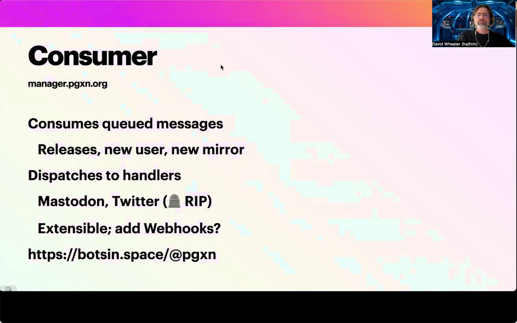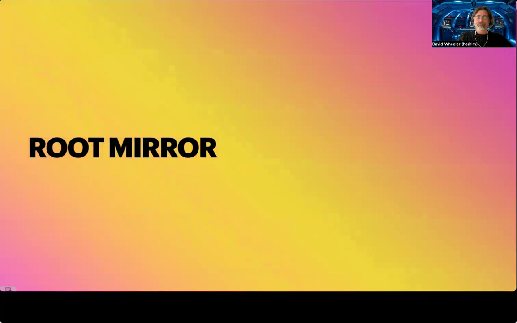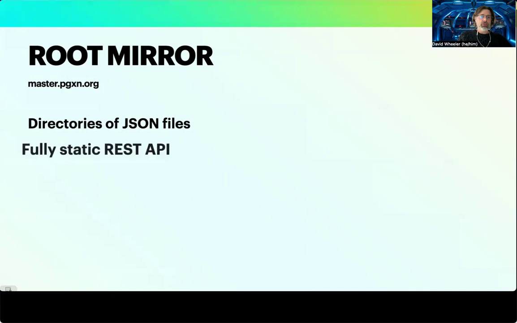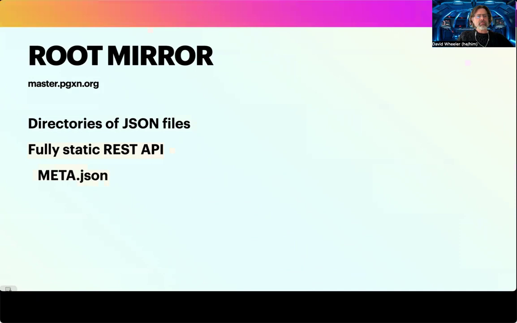All right, so let's talk about the root mirror. This is simply a bunch of directories of JSON files. It's a fully static REST API all on its own. Has the meta.json file, has the zip file. So when I said JSON files, I lied. It also has a zip file for releases, of course. It has the derived metadata we talked about, user releases, tag releases, stuff like that.